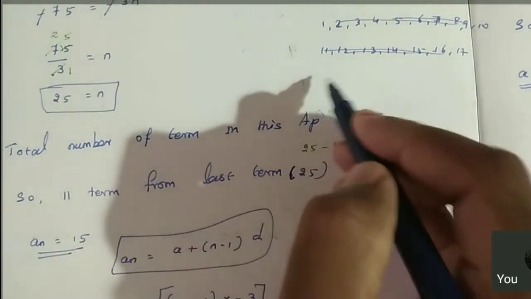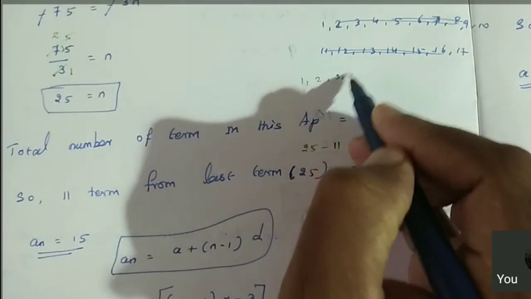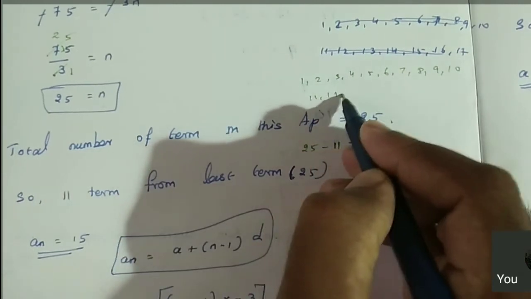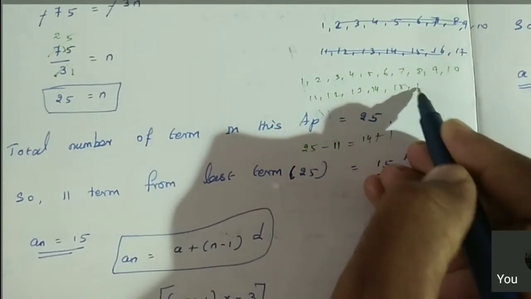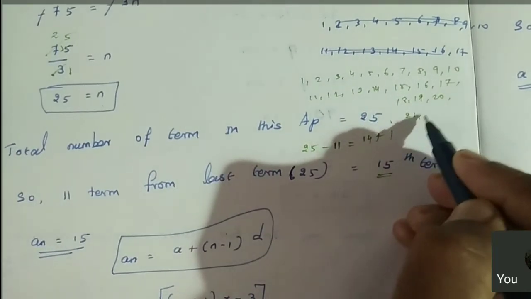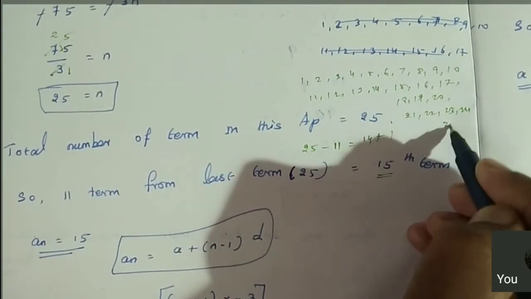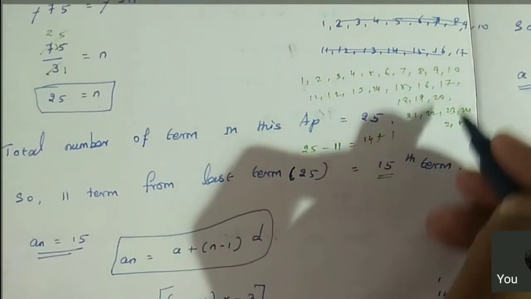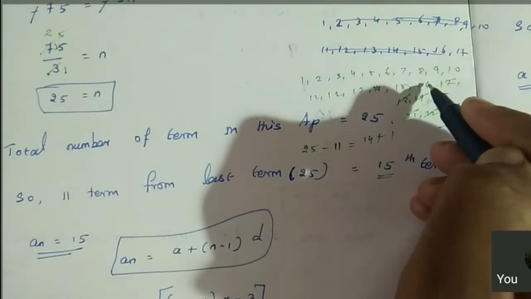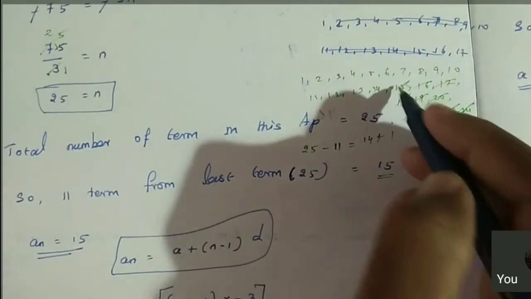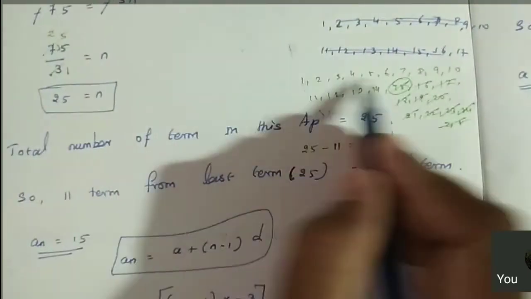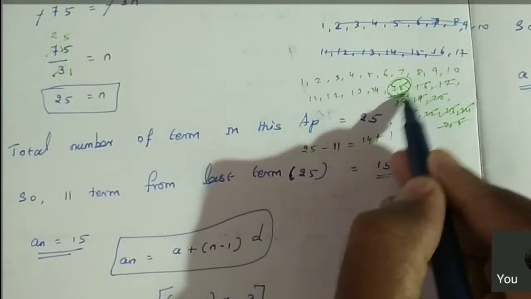Otherwise, you can write the terms 1, 2, 3, 4, 5, 6, 7, 8, 9, 10, 11, 12, 13, 14, 15, 16, 17, 18, 19, 20, 21, 22, 23, 24, 25. You can cancel the last 11 terms, counting from 25: 1, 2, 3, 4, 5, 6, 7, 8, 9, 10, 11. What is the 11th term here? It is the 15th. So from the front side it is the 15th term, from the back side it is the 11th term.